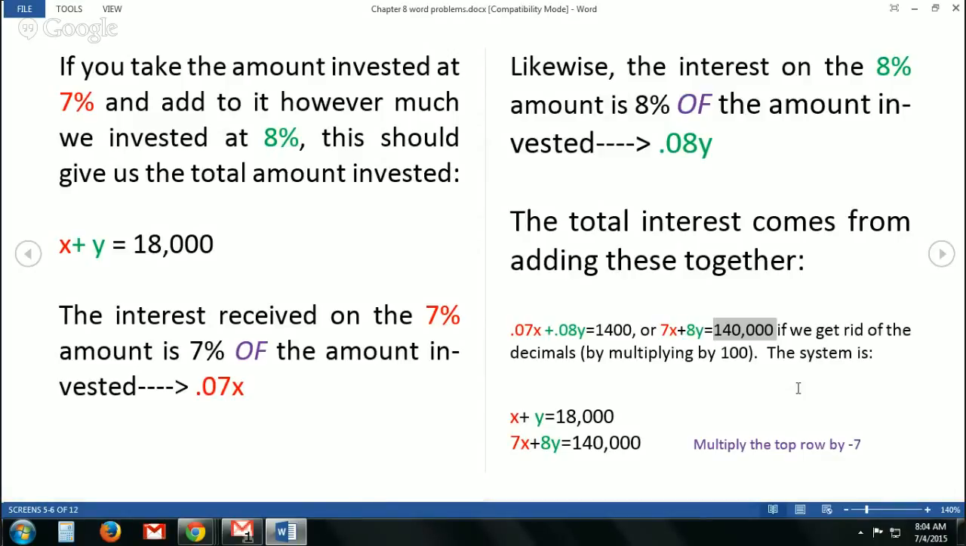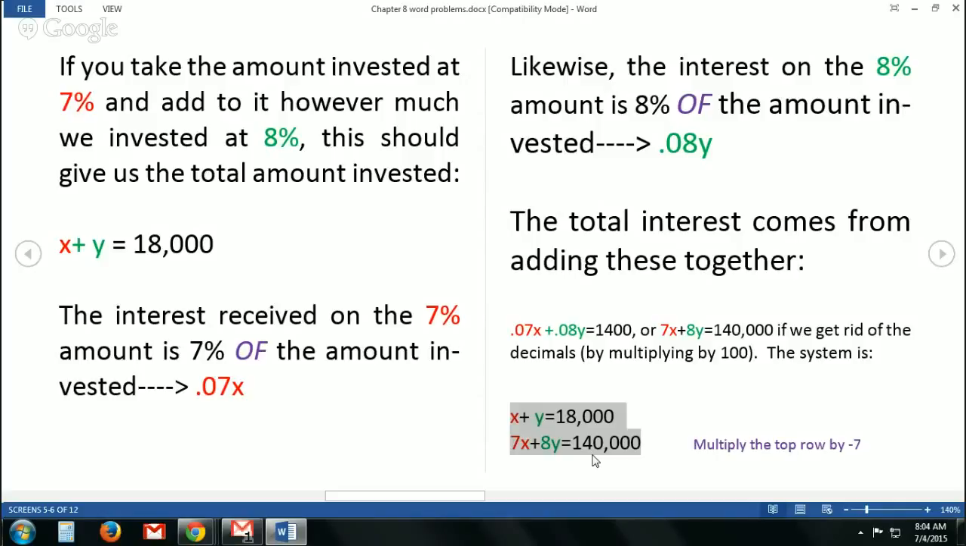So now the two equations that we've got would be these. The total amount of money that we invested at the 7% amount plus the total amount that we invested at the 8% amount gives me the total amount that we had to work with. The interest that we earned at the 7% account plus the interest that we earned on the 8% account gives us the total interest that we had, and we've moved the decimal to take care of that. So there is our system to solve.